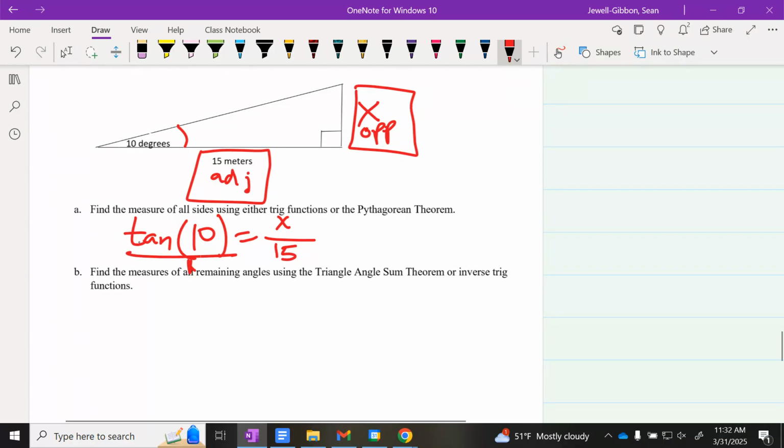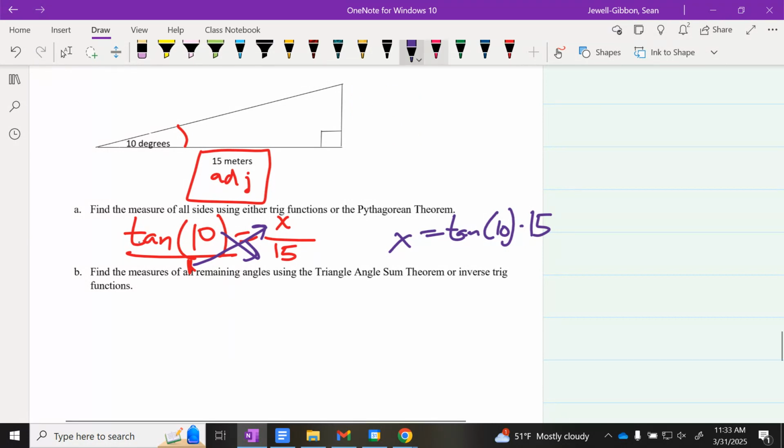Stick this over 1, and I'm going to cross multiply. 1 times x gives me x. Tan 10 times 15 is just tangent of 10 times 15 for now. Alright, and that is going to give me 2.6. So tangent of 10 times 15 should give me 2.6 meters in this case.